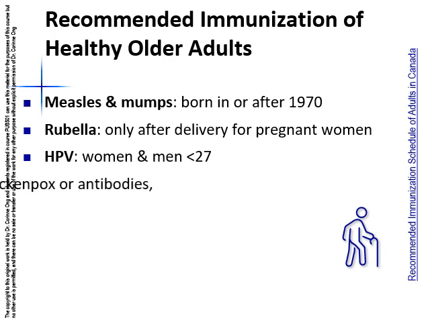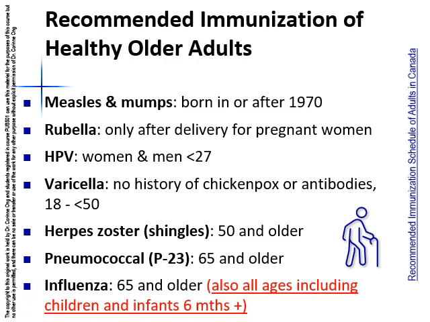There are quite a number of vaccines recommended for older adults, and this varies with age and previous exposures. The measles and mumps vaccines are only recommended for those born in or after 1970, based on the assumption that anyone born before would have been infected and would have natural immunity. The rubella vaccine should not be given to women during pregnancy, but after delivery.